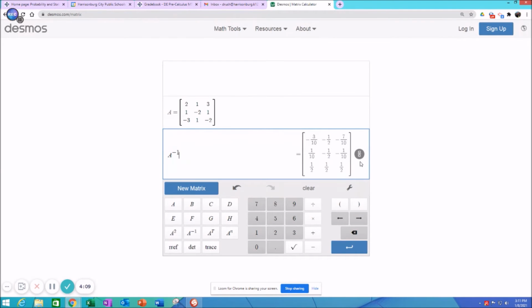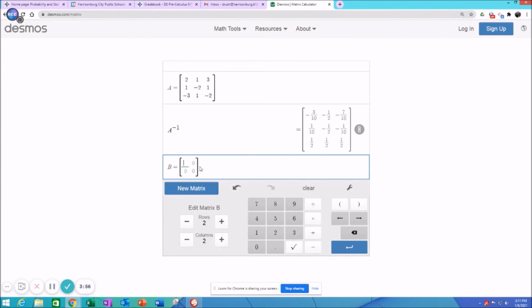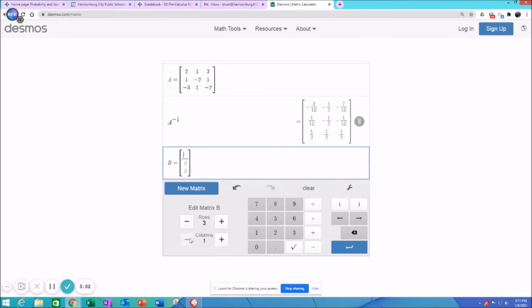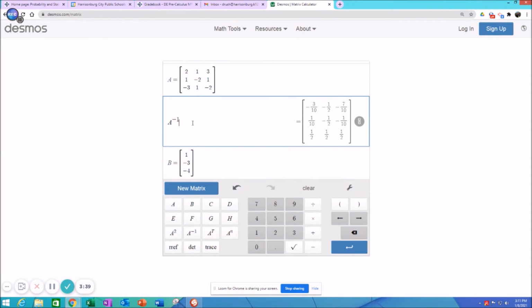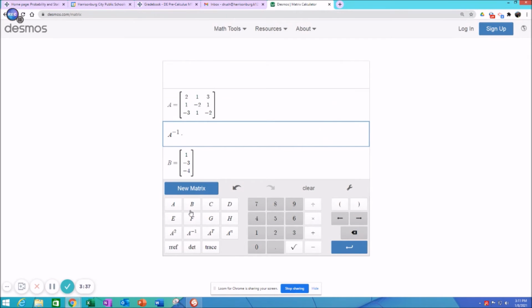Now, what I want to do is take matrix A inverse, this matrix, and multiply it by B. So I have to make the B matrix here. The B matrix was 3 rows and 1 column, right? So what it was equal to was 1, -3, and -4. Okay? So I want to take A inverse and multiply that by B. You can see A inverse times B gives you the answer of x equals 4, y equals 2, and z equals -3.